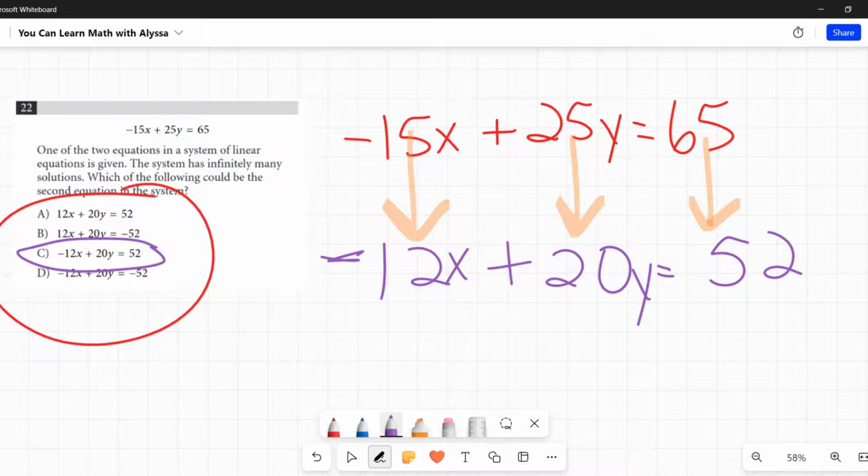There's my answer. So there's really no calculation or math required on this one because they did that for you by telling you 12, 20, 52 are the three numbers. Just check those signs. They have to be the same as the original, and that's your answer.